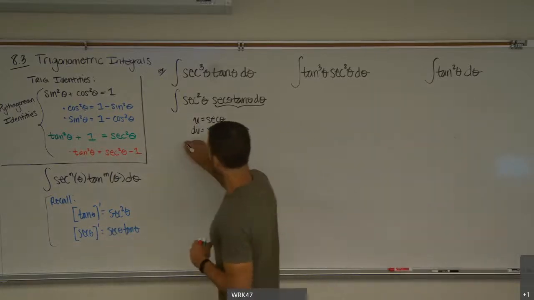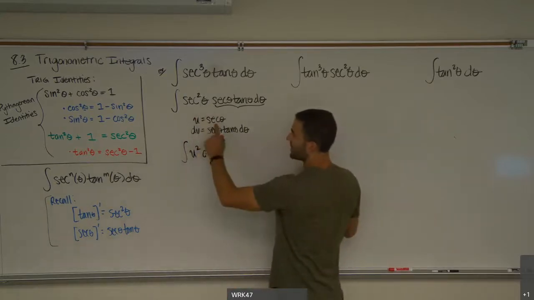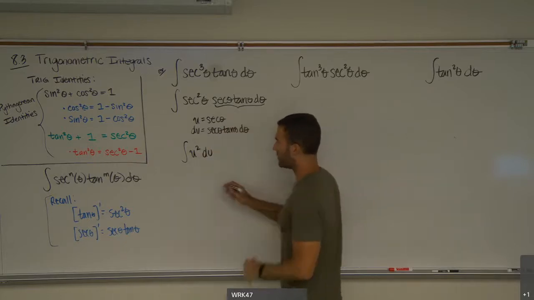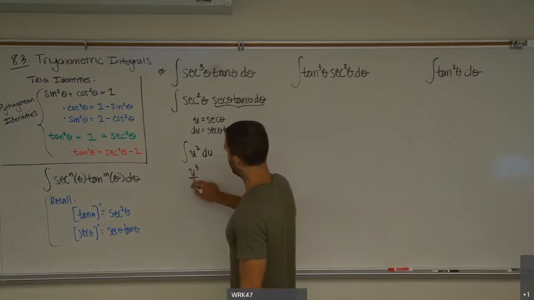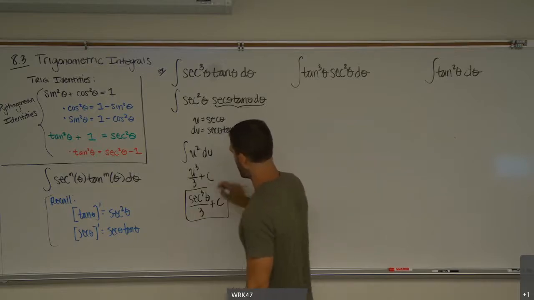Doing this u sub actually leads to a very nice integral. Secant squared now becomes u squared. This whole part now just becomes my differential du. And we can use our power rule and be on our merry way. U is secant. And we're done.